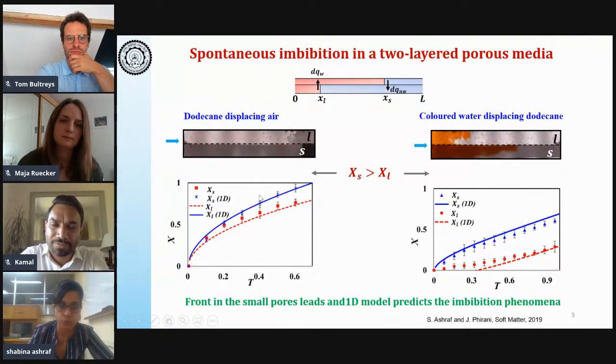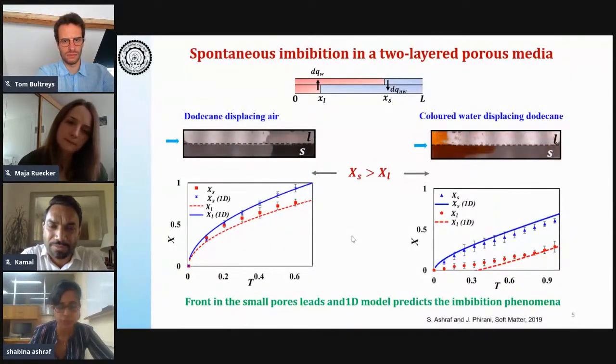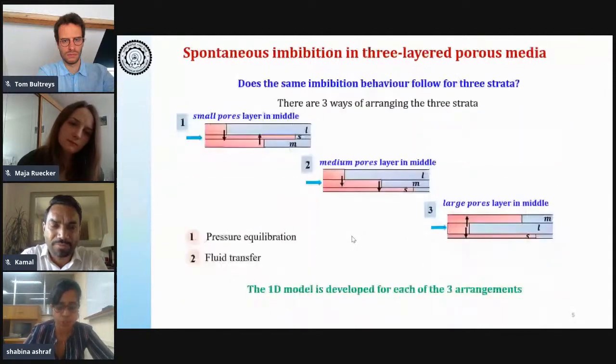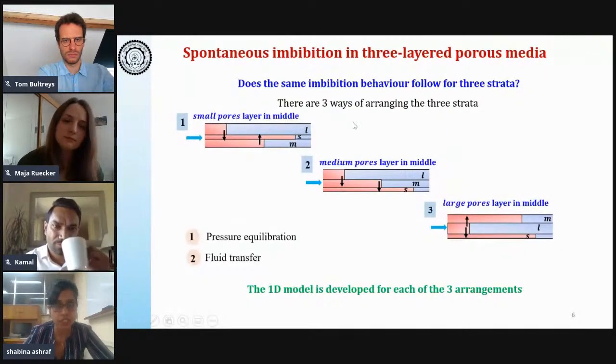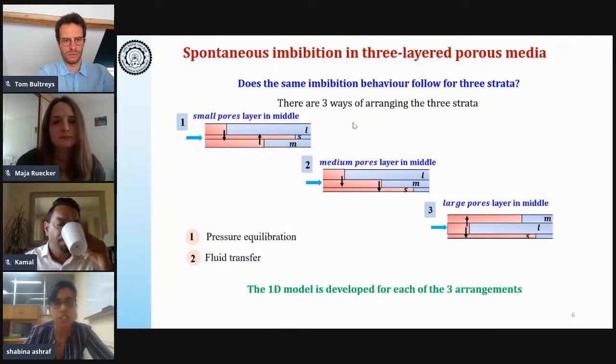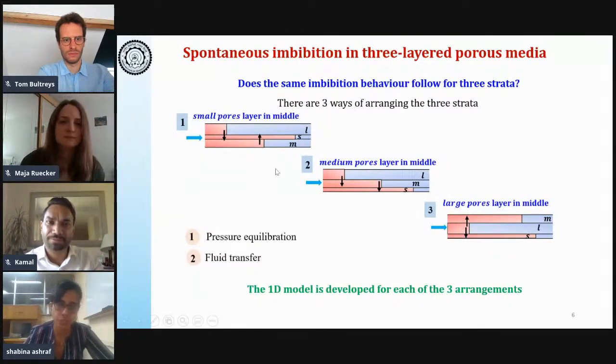So this blue line and blue markers in both the cases, which are for the small pores, they are leading. So in a two-layered porous medium, the small pores will always have the leading front. But the actual porous media that we see are multi-layered, and with multi-layers, there will be complexities that arise. Therefore, we went ahead to find what happens in a three-layered porous medium. In a three-layered porous medium, all these three layers can be arranged in three different ways.